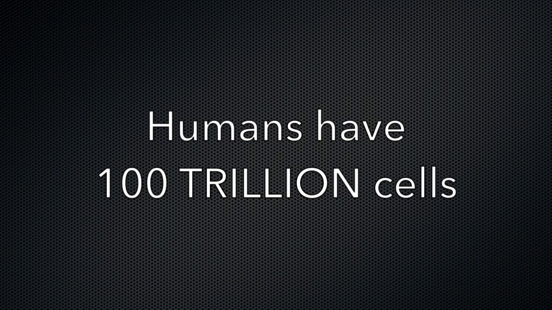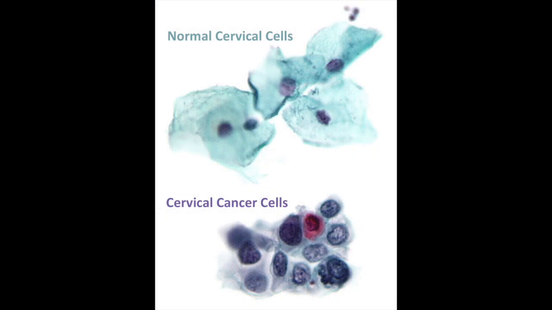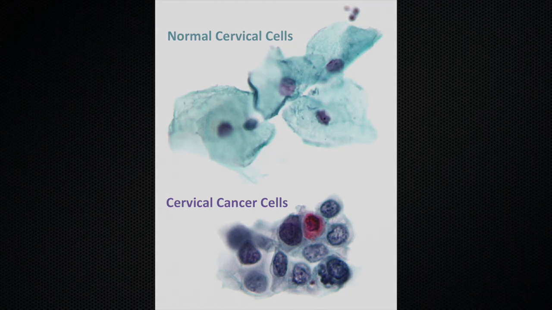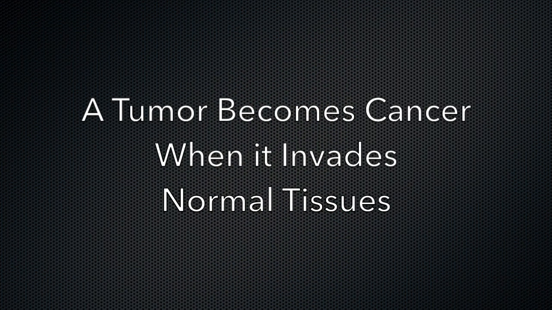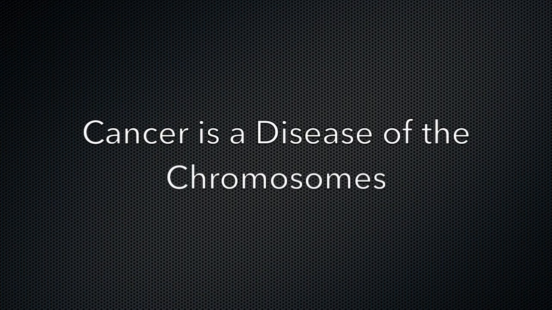We'll start with the obvious. Occasionally, a very few of the 100 trillion cells that make up our body stop being normal and become something very different. Cancer results when a few of these abnormal cells invade normal tissues. That pretty much sums it up, but says nothing about how it happens. In a nutshell, cancer is a disease of the chromosomes. To be specific, an imbalance in the number of chromosomes leads to cancer and ultimately to all its manifestations.